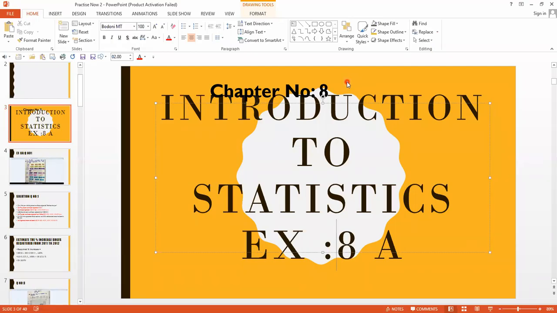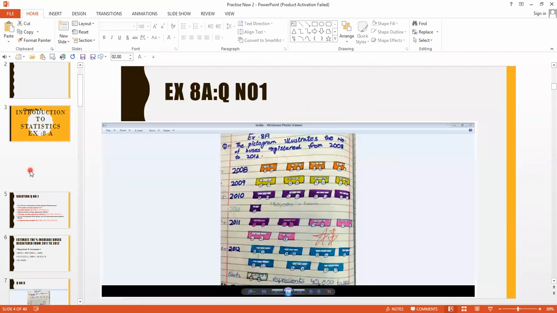Assalamu alaikum students. Today we have to do the exercise of chapter number 8, and the first exercise is exercise 8A. So we have to move towards the first question. On your book, page number 220, this question is given. And according to this, look at this.